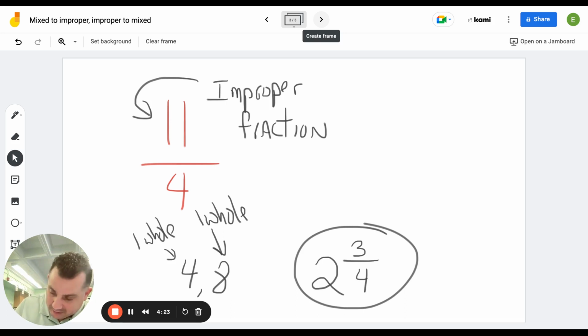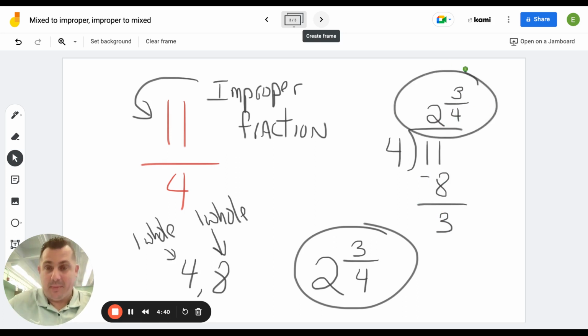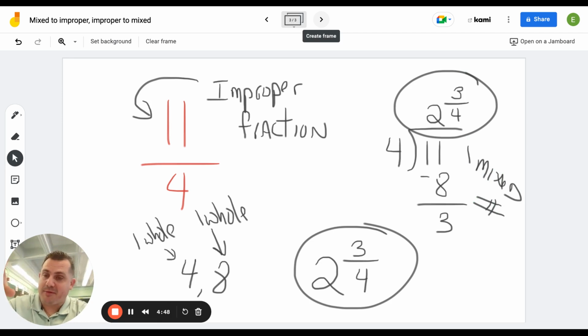Because what you're doing really is 4 goes into 11 two times, two full times without going over. And if I take out those 8 pieces in those two wholes, I have 3 left. 3/4 is your mixed number. So this is my mixed number. That is how you change an improper fraction to a mixed number.